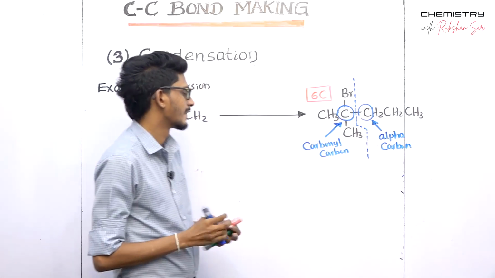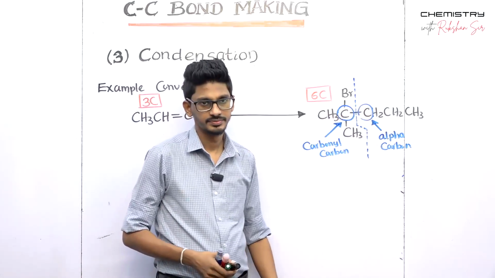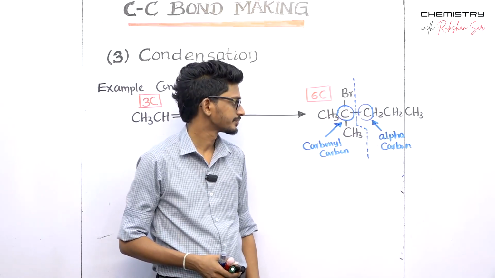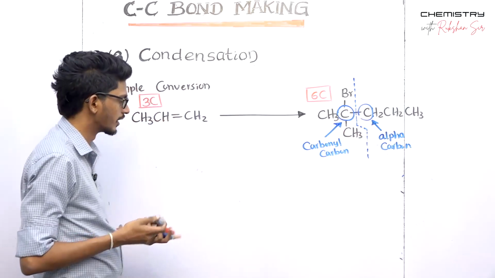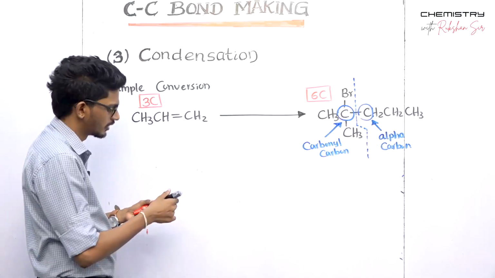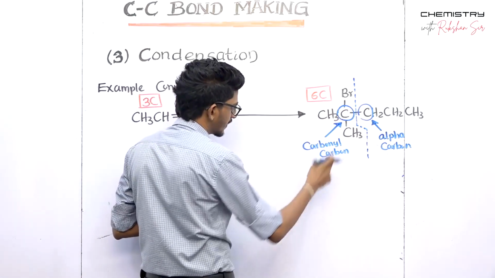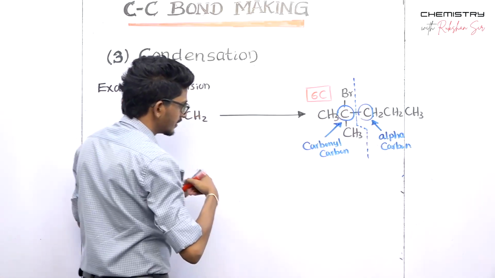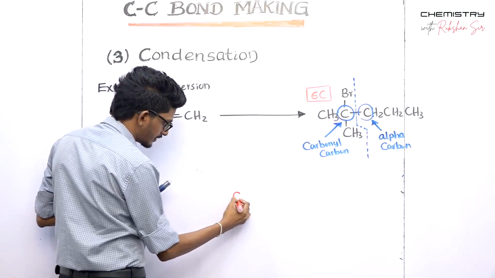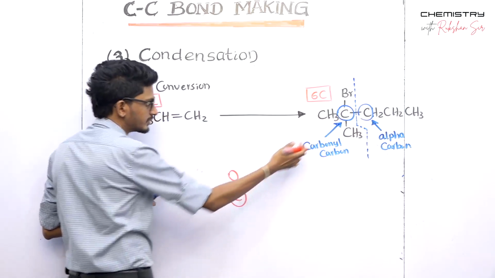So this is the carbonyl carbon and this is the alpha carbon. That is the connectivity, right? Okay, let's write the compound, just one compound. So let's write the stuff. What is the carbonyl compound here? This is the carbonyl carbon. That is how we are supposed to write the carbonyl carbon.